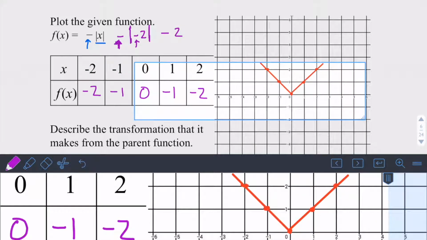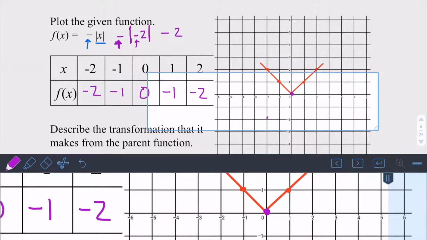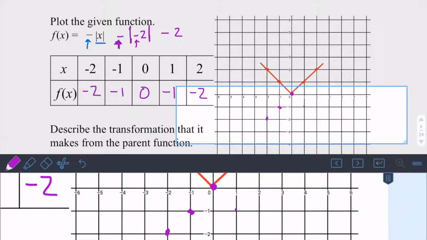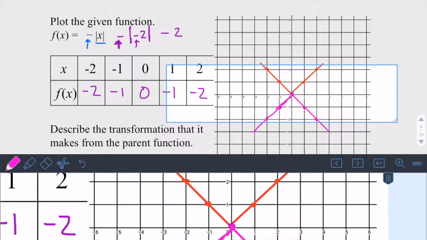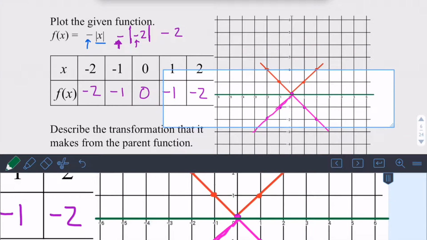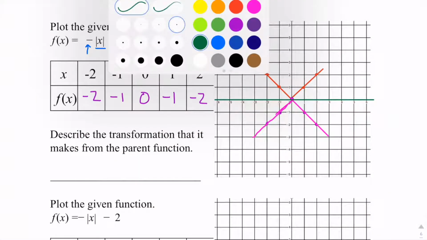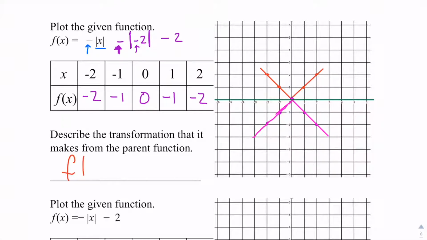And now when we plot those points, 0, 0 stays the same. And then we have negative 2, negative 2, negative 1, negative 1, 1, negative 1, and 2, negative 2. When we sketch this, we can see it flips completely over the x-axis. And we get the same parent function reflected upside down below. Describing what just happened, it takes the parent function and flips it over the x-axis.